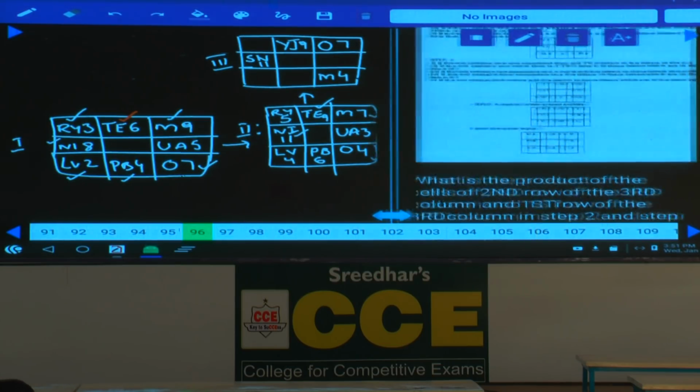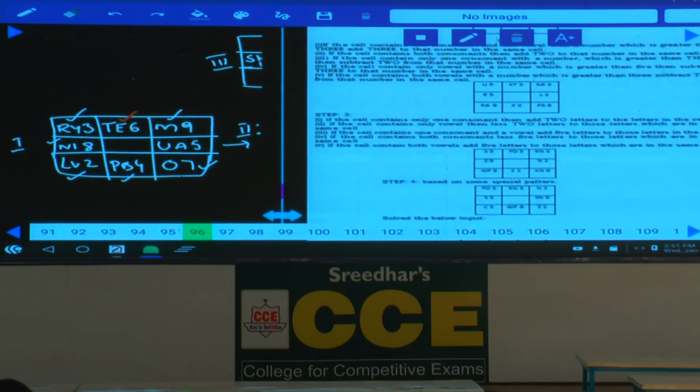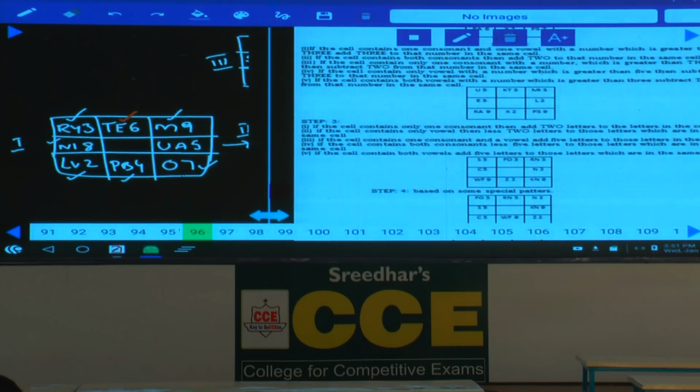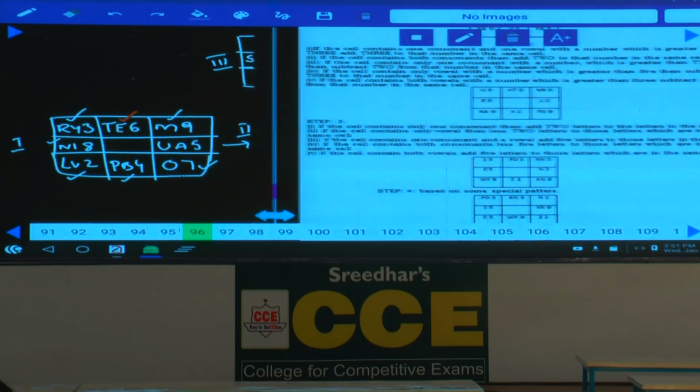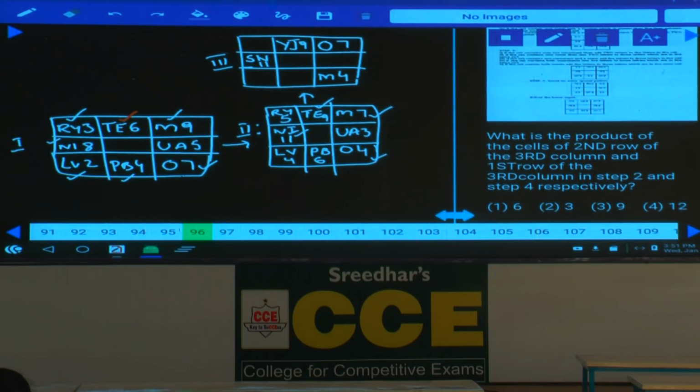Then condition number 4. In this condition number 4, if the cell contains both consonants, subtract 5 letters from those letters. Both the consonants minus 5, R minus 5 is M. And the next one, Y minus 5 is T, and the number 5 as it is, MT5. And the next one, LV, both the letters are consonants, LV4. Now LV4, L minus 5 is how much?